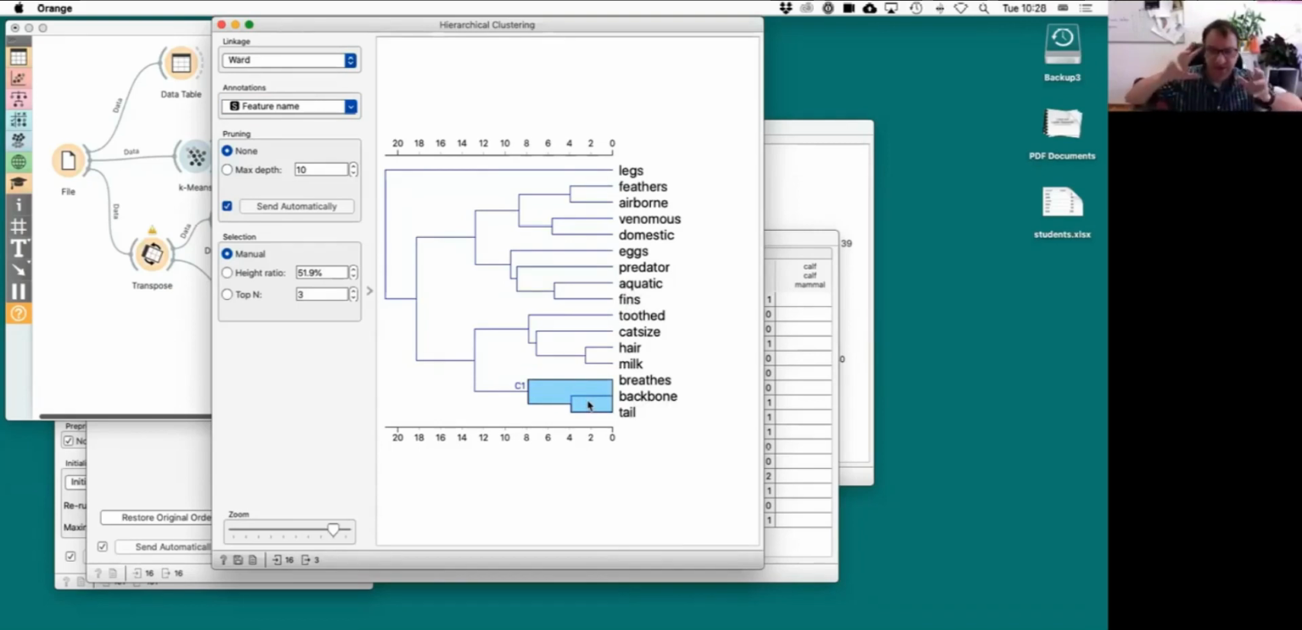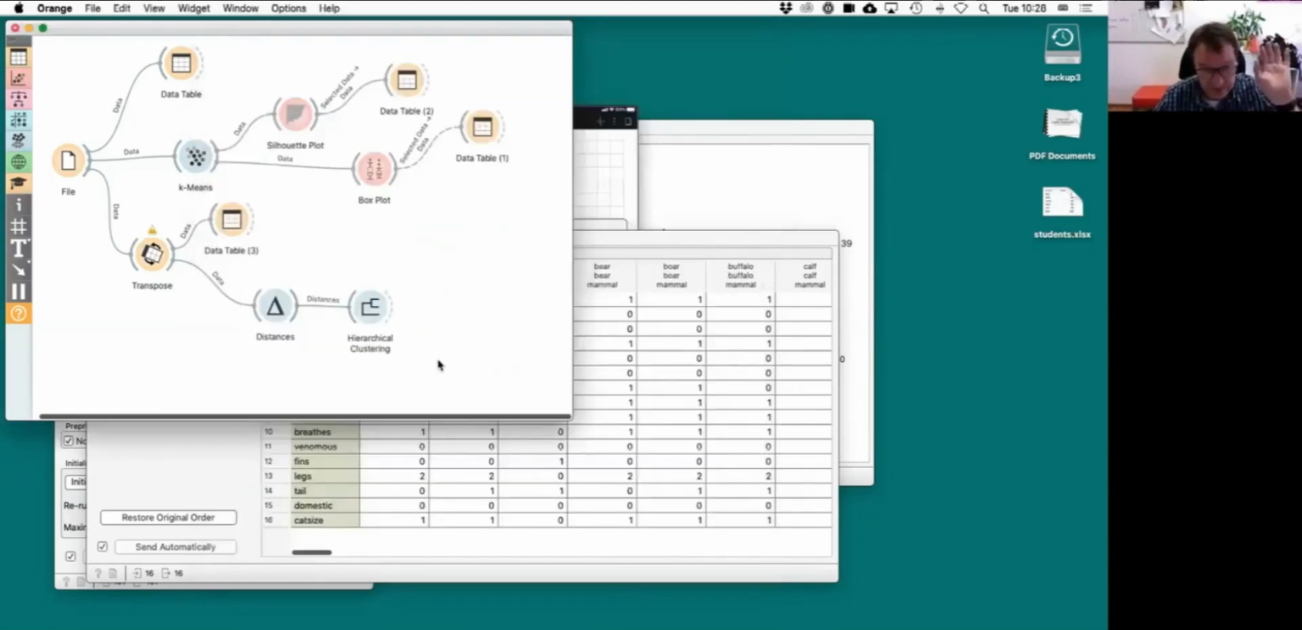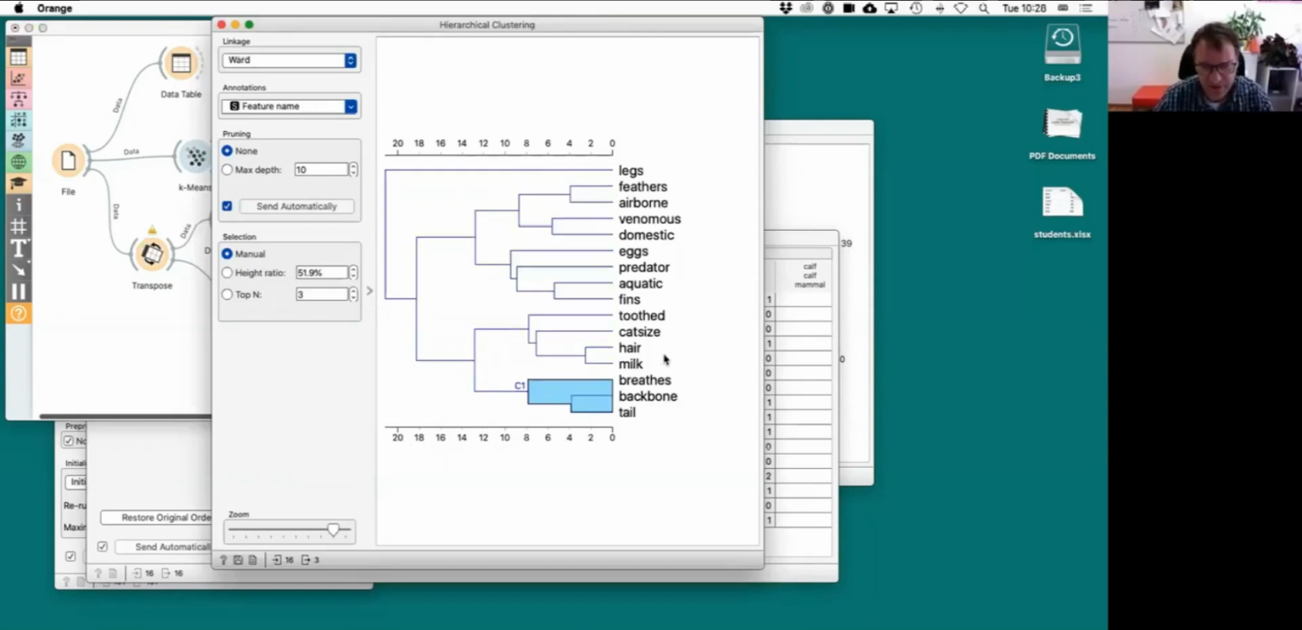So that's another, so I turn it around, right? And that's another way to use clustering. Turns out that legs is far apart from everything. Okay, I'm not going to push on this, because this is the first time I see this graph on this data set, but you can do that.